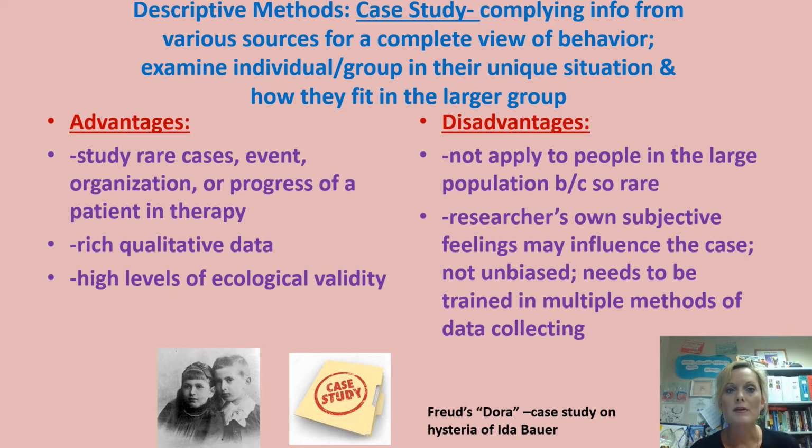And so for the advantages, you have rare cases of people, like some kind of brain injury and how they're doing in school. It could even be a city, like something that's going on, like why in Detroit there's so much poverty as opposed to another city.